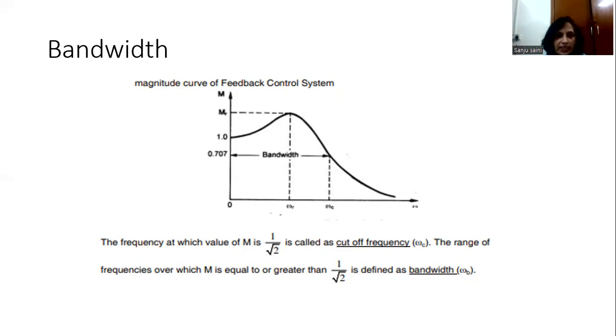So these are the frequency domain specifications with respect to the frequency response of the system. And these specifications are somehow related to the time response specifications, and both of them have an interrelation with each other. So this interrelation will be discussed by me with the viewers in my next video.